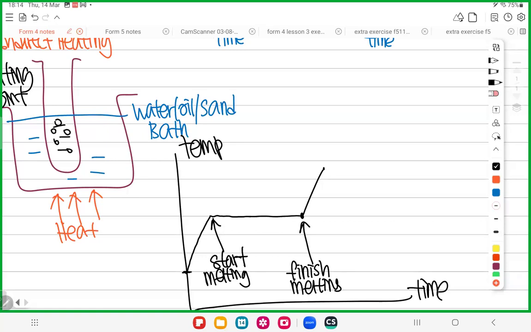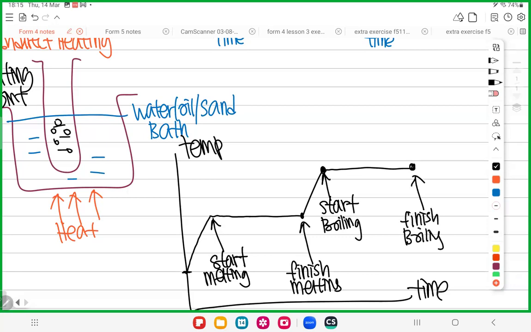When boiling is happening, the temperature stops changing. This point is where you start your boiling process, and this point is where you finish your boiling process. After you finish boiling, everything becomes gas. When you heat the gas, the temperature goes up again.